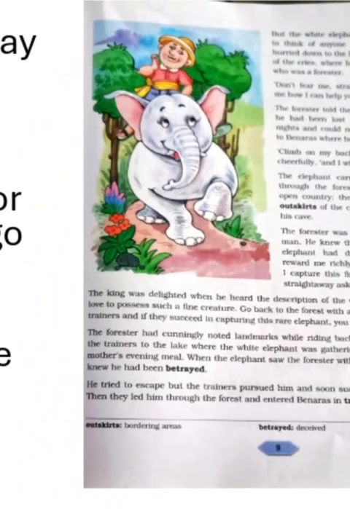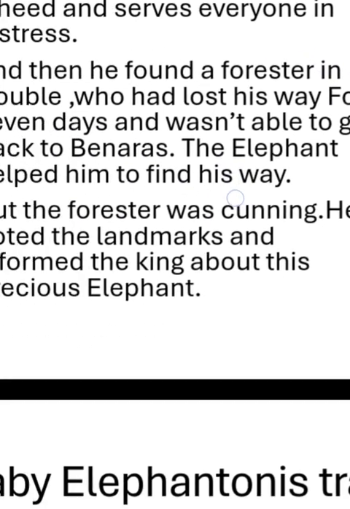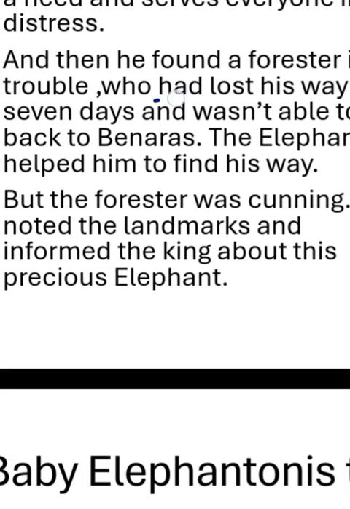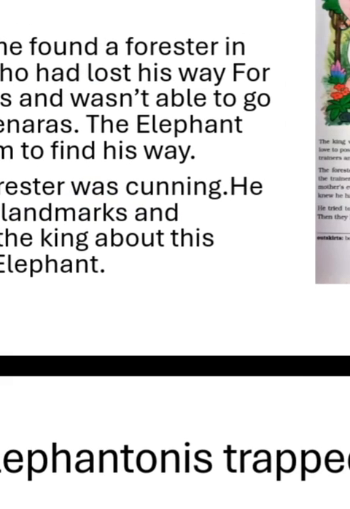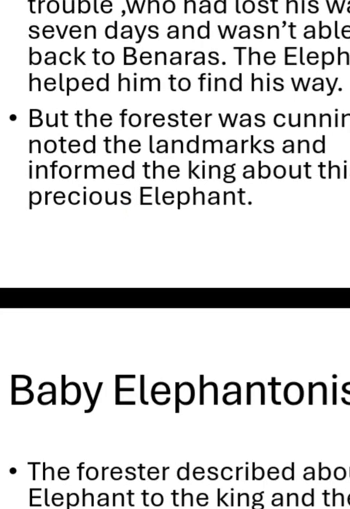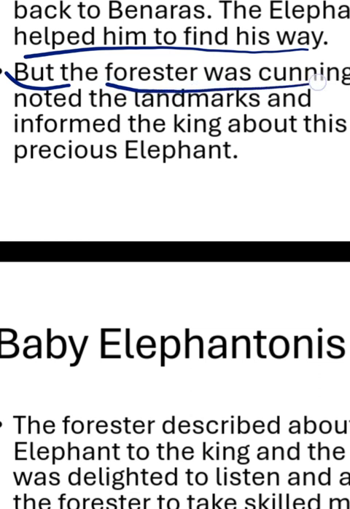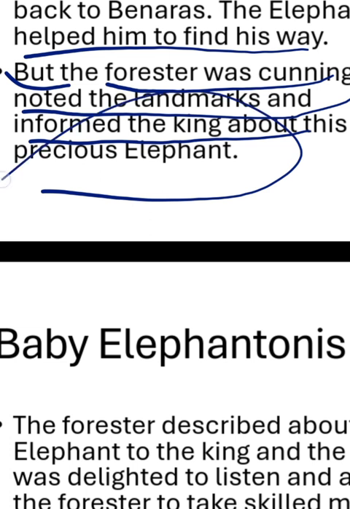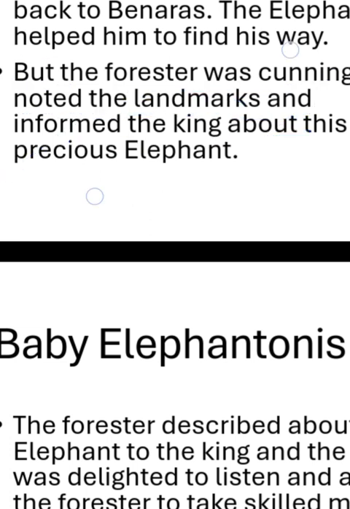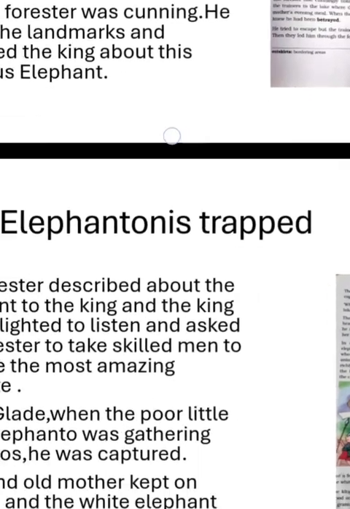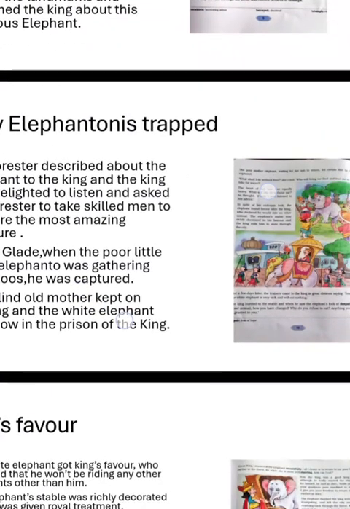He followed the voice, and then he found that a forester had lost his way for 7 days, and he was not able to go back to Benares, where he belonged. The elephant helped him to find his way. But as his mother had told, the forester was cunning, and he noted the landmarks and informed the king about this precious elephant. He told the king that such a nice, wonderful elephant should be in the possession of His Highness.